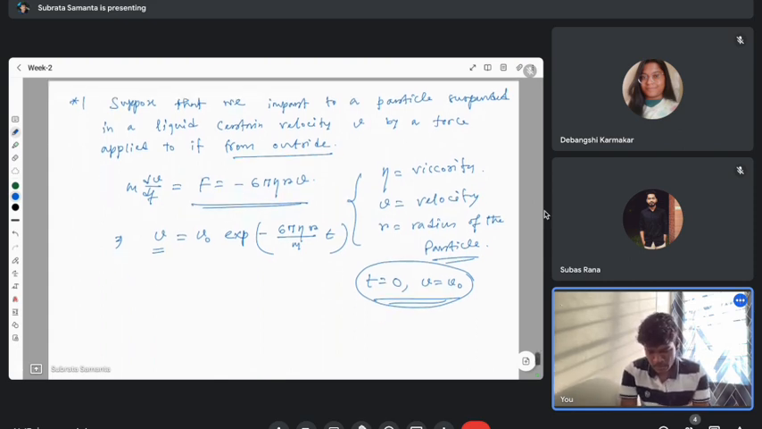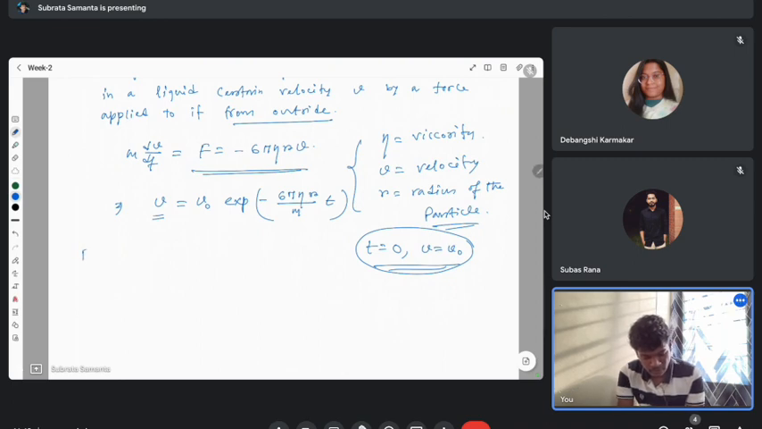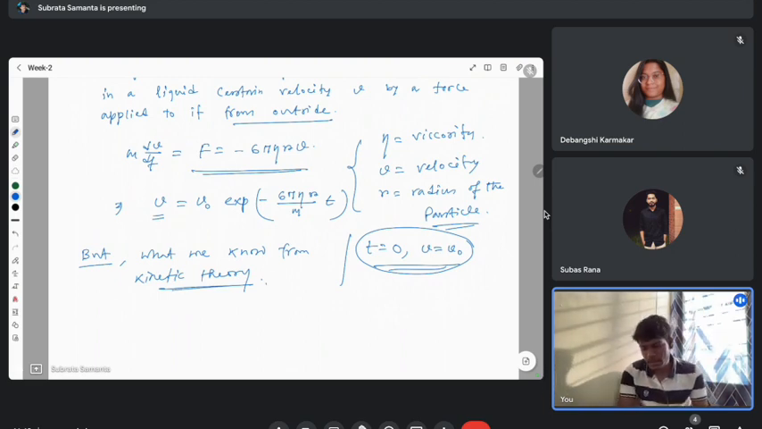But what do we know from the kinetic theory? The particle velocity dies out after a certain time, but what do we know from kinetic theory? So up to this point is clear? Or any question?